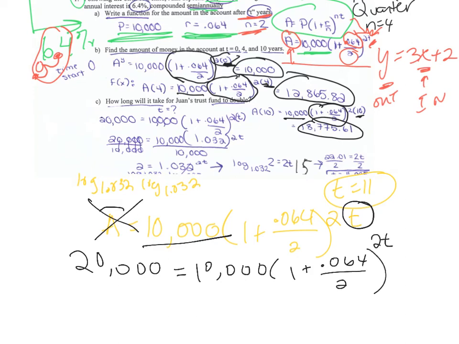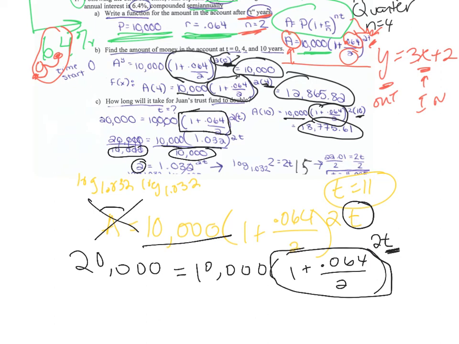So we know when we're trying to solve for a variable that's in exponents, we're going to have to use logs. Now, the parentheses is a set, right? So we can first divide by 10,000, which you see up here. Divide both sides by 10,000, and we end up with 2 equals, and we simplified inside the parentheses. So 1 plus 0.064 over 2 becomes quantity 1.032. So it was 1.032 raised to the 2t.